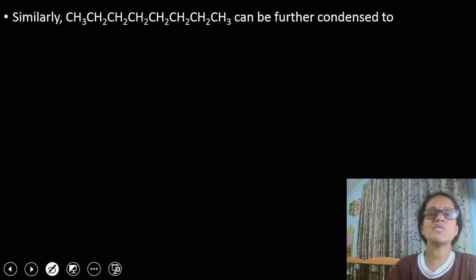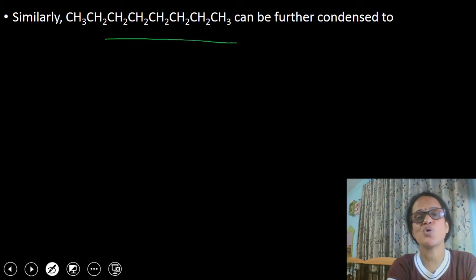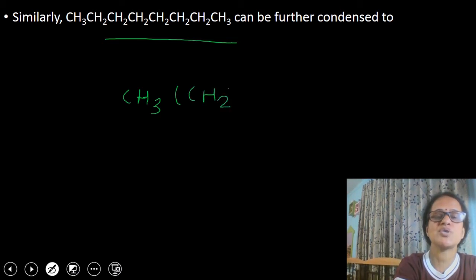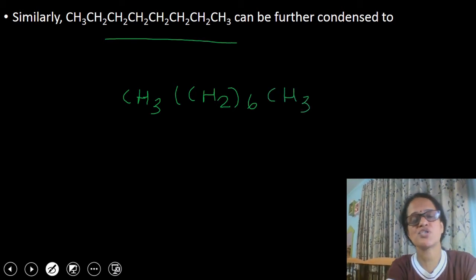Similarly, one compound is shown here. You can see that if you count the number of carbon atoms, there are a total of 8 carbon atoms here. So this compound is octane. This octane can be further condensed too. The terminal CH3 will be written as it is, but in between we have 6 CH2 groups. So CH3, CH2 whole 6, again CH3. This is the condensed structural formula for octane.